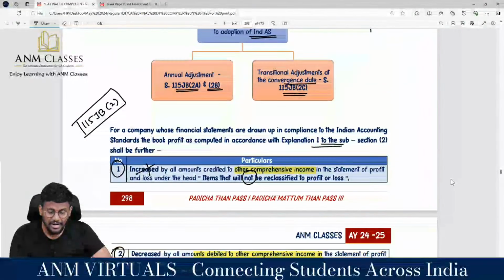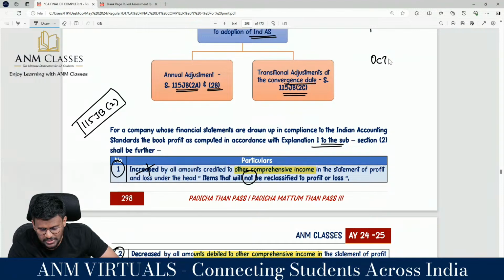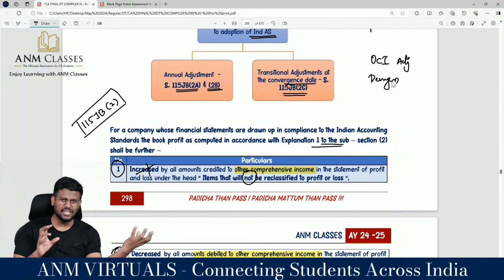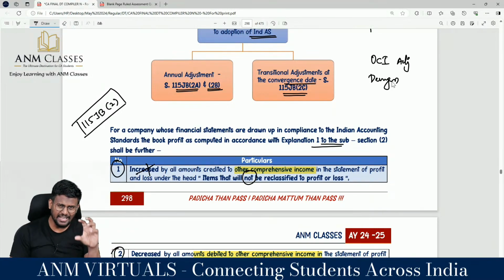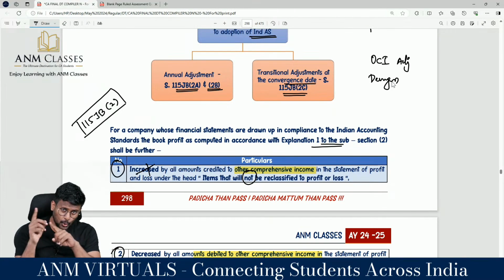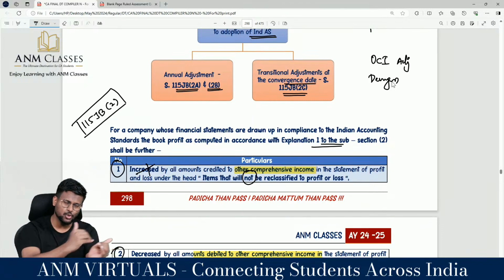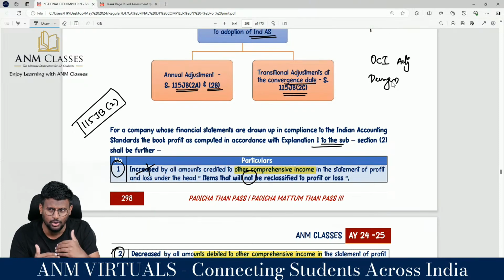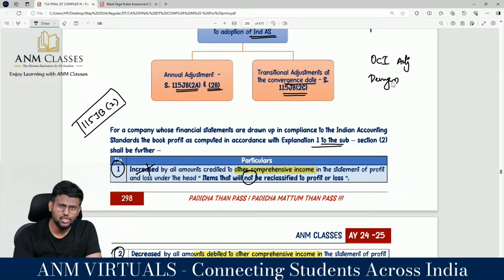Number 1, OCI adjustments. Number 2, demerger adjustment. Sir, if any item debited to the P&L account and credited to the OCI account should be added back. Any item, sir, debited to the OCI account and credited to the P&L account should be reduced. Brilliant. As per Ind AS 10, if you settle any non-cash item to the shareholders at the time of demerger and that has been debited to the P&L account, it should be added back.